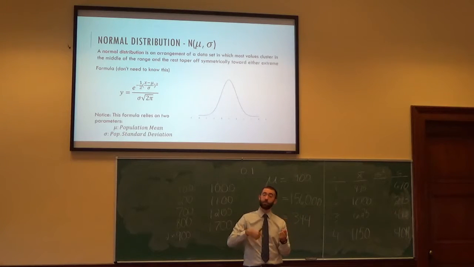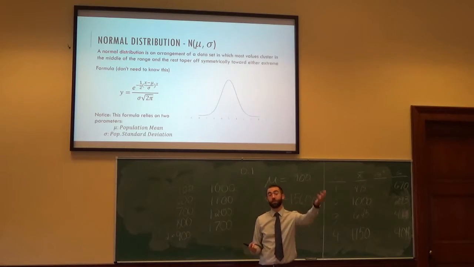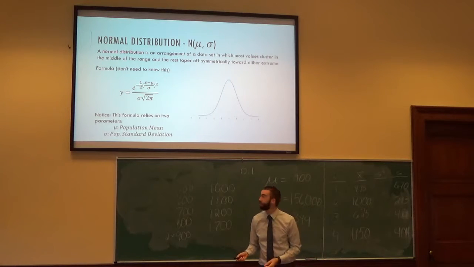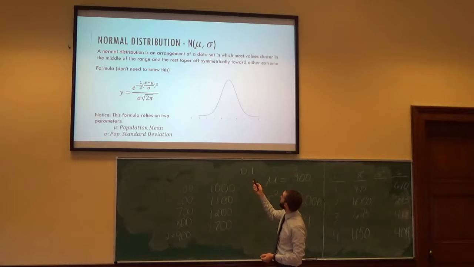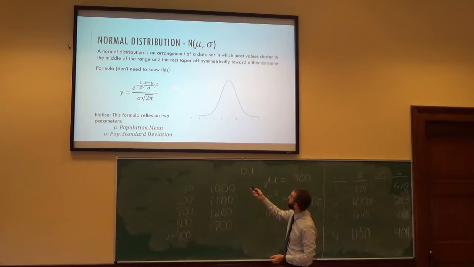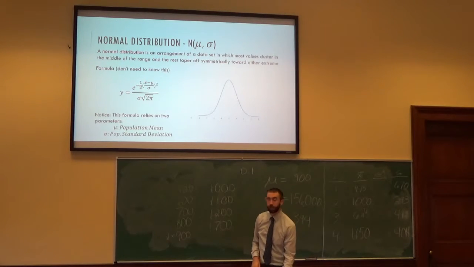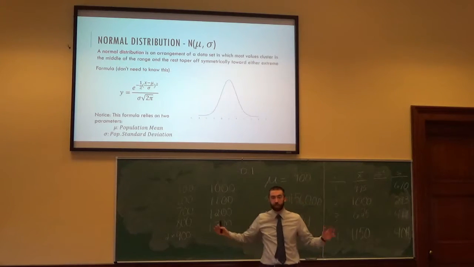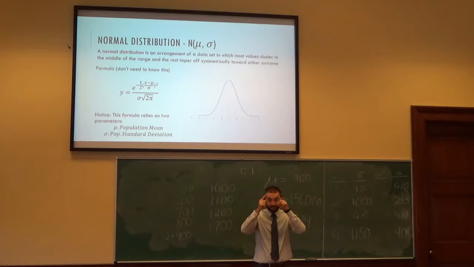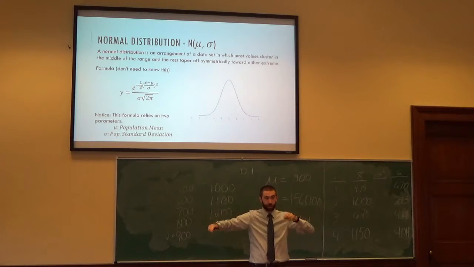If your mean is 0 and your standard deviation is 1, then what kind of normal distribution do you have? A standard normal distribution. Okay. So the normal distribution is an arrangement of a data set in which most values cluster in the middle of the range, and the rest taper off symmetrically towards either extreme. So it's the neatest looking distribution. It's where everything's near the middle, and it's symmetric, and it goes off to the extremes at either end.